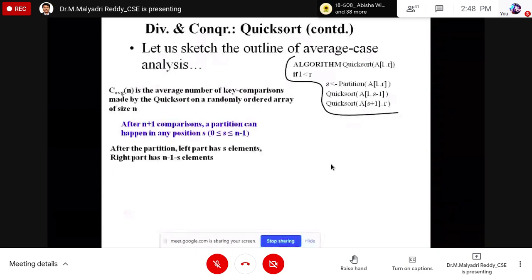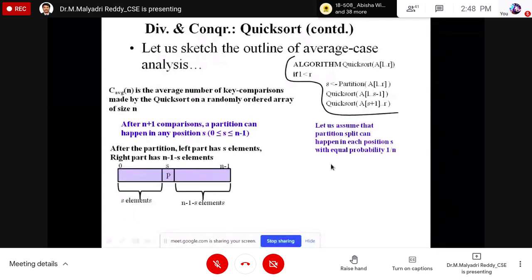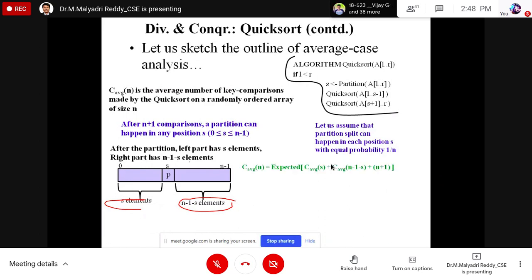Why? Because in the average case, some elements are placed on the left side and some on the right side, but not divided equally. Some elements on the left side, some elements on the right side. So by taking the average of the given number, we get it like this. Generally, this is the expected average case.